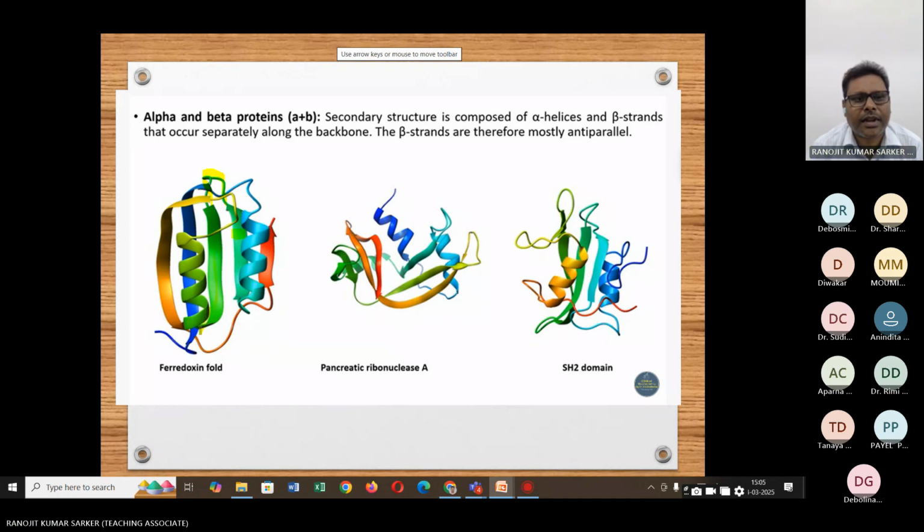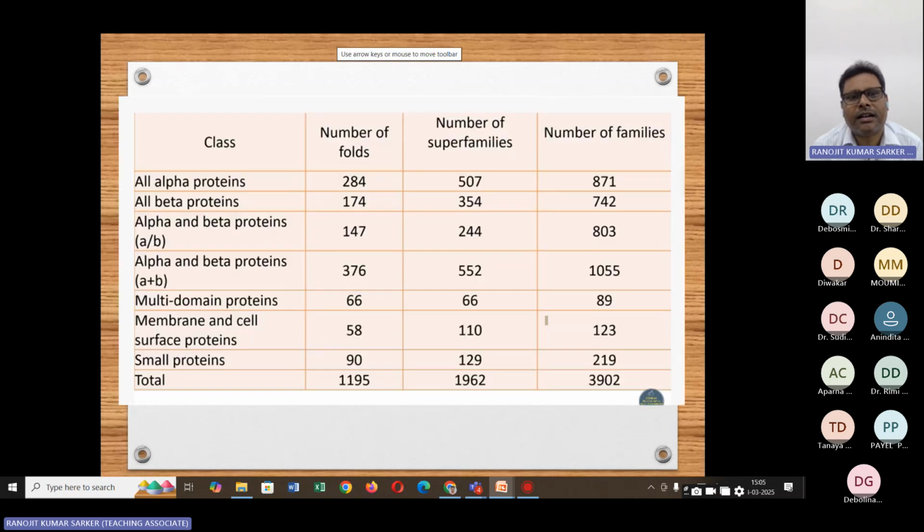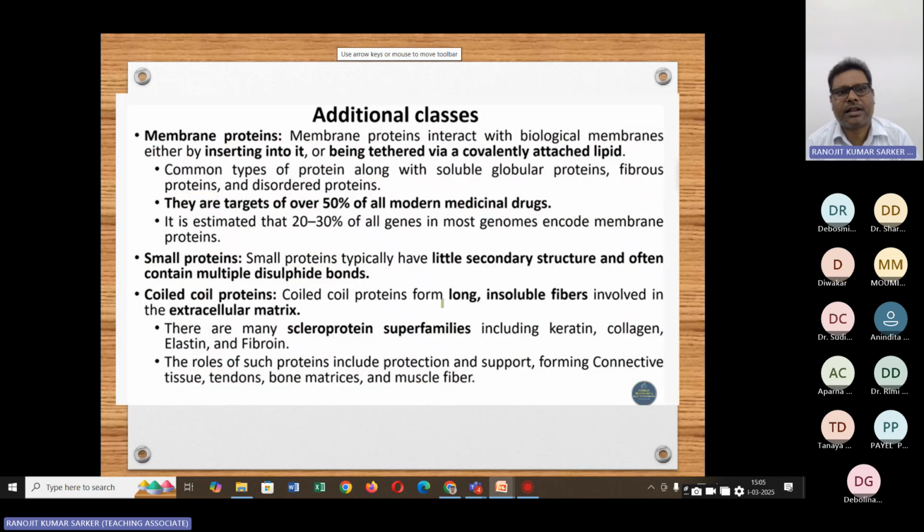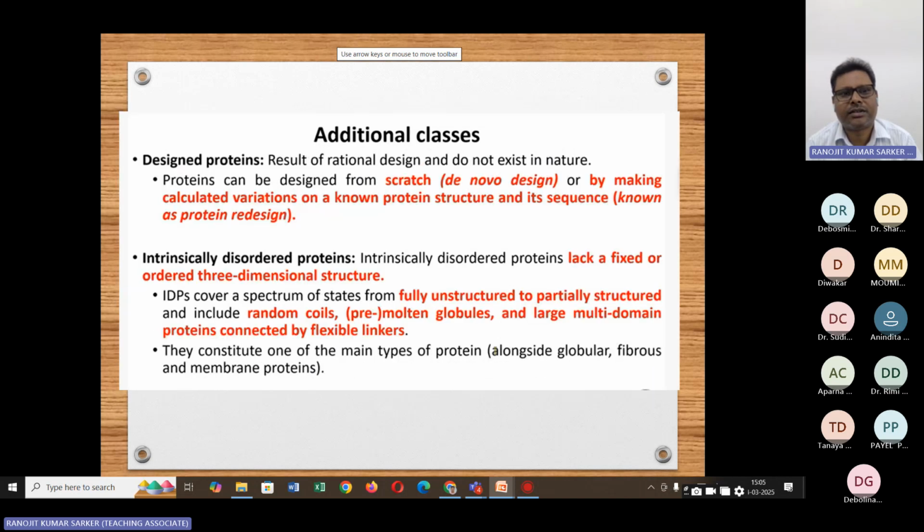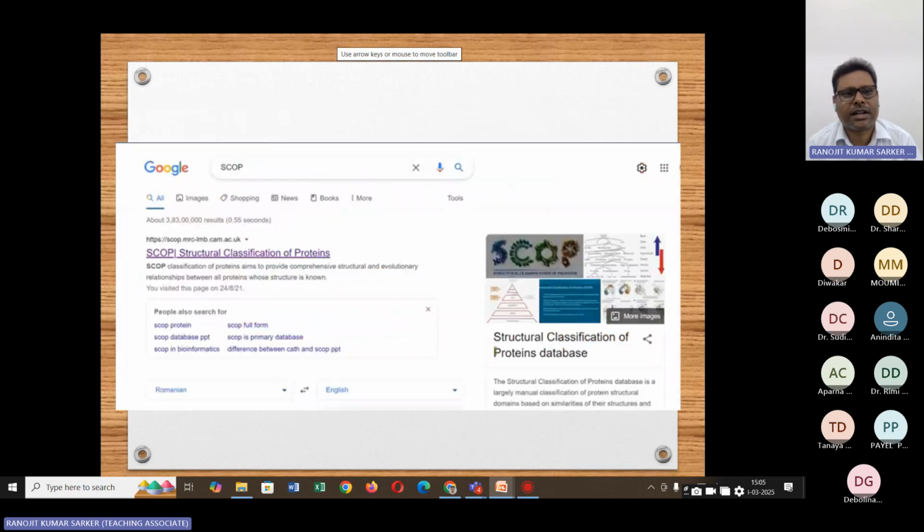And it's connecting this helix. You see, it's connecting this helix, and this helix is again connecting this beta sheet. So now we know that alpha helices and beta sheets are in every one of these. So now you see there are so many structures, and these are the additional classes. If you are interested, you can go through these additional classes in detail.